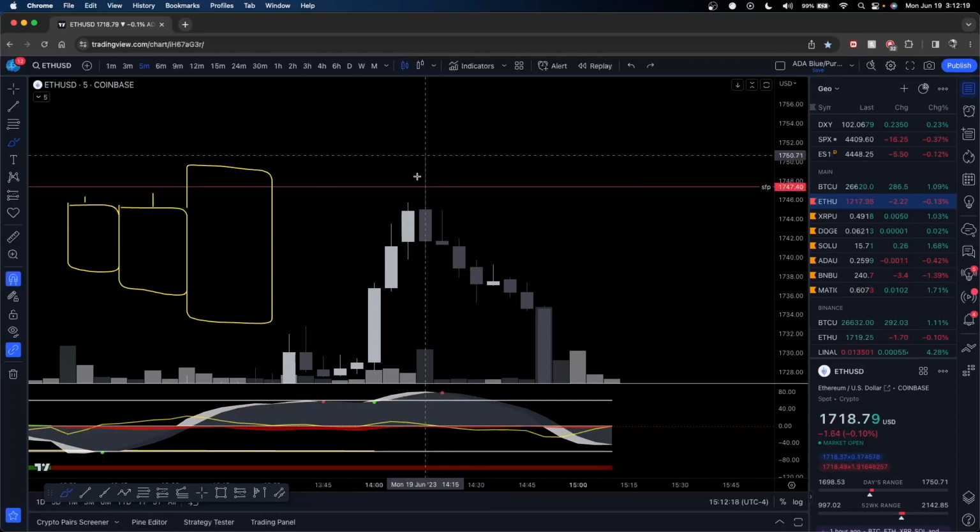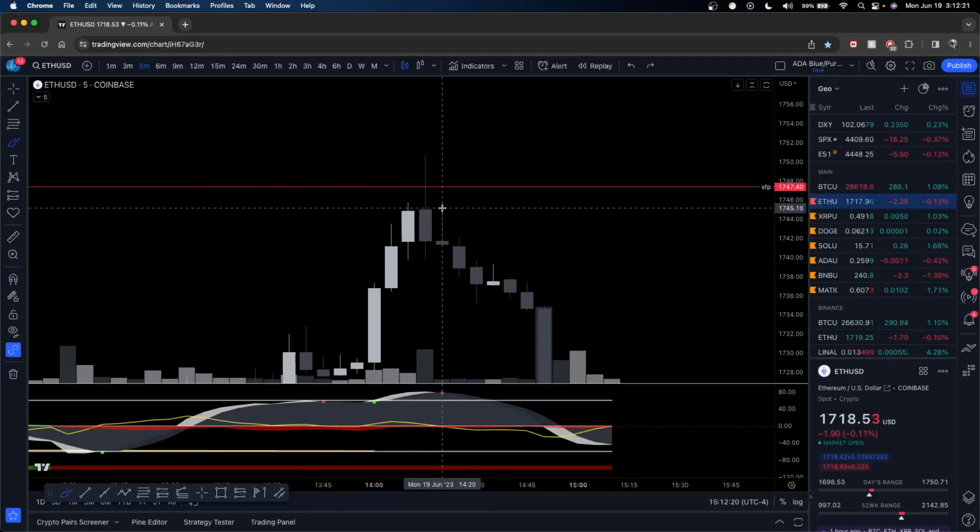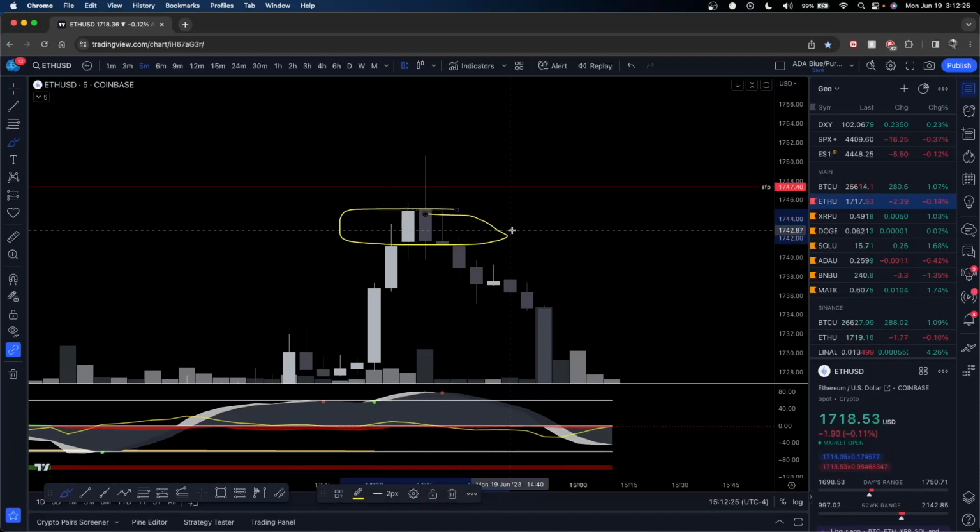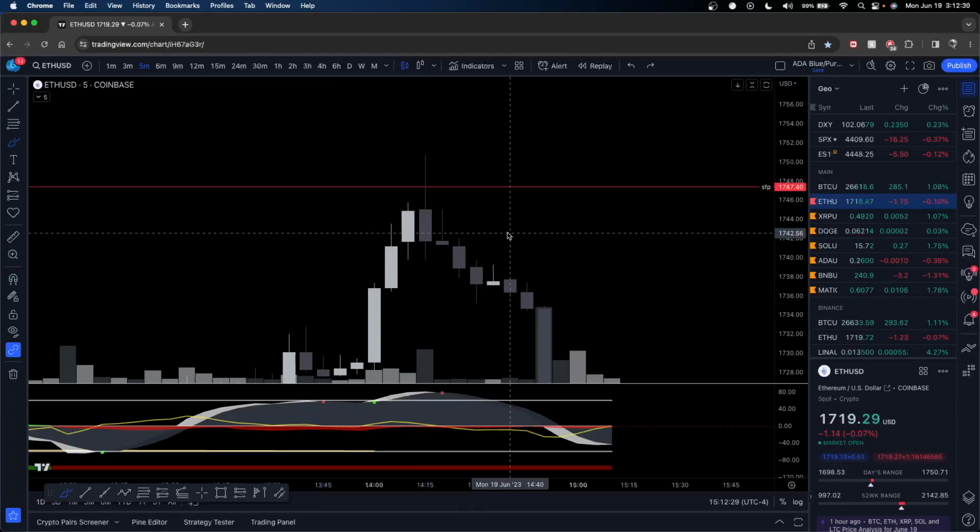So this is the very first thing you need to know: this is what has to happen in order for it to be considered a swing failure pattern. If it's not, then nothing else I'm going to say in this video relates. It doesn't count as a swing failure pattern.